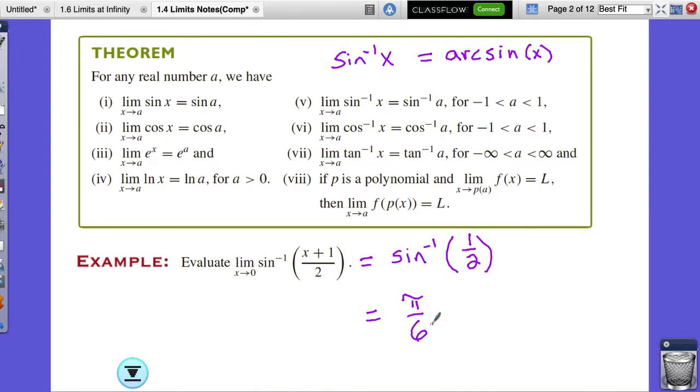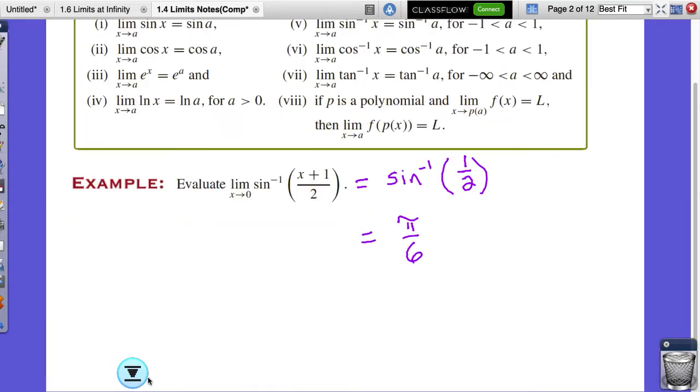Should it have also been like 5 over 6? I'm glad you brought that up. I was going to bring that up. For the inverse sine to actually be a function, we limit where we're looking at it.